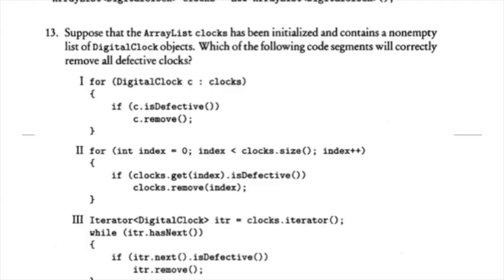Let's see the second page of our slides. Question 13: suppose that the ArrayList clocks has been initialized and contains a non-empty list of DigitalClock objects. Which of the following code segments will correctly remove all defective clocks? To remove all defective clocks, first we have to use the isDefective method to check. Since we already know that it checks whether the clock is defective or not, we can just call it without knowing its implementation.